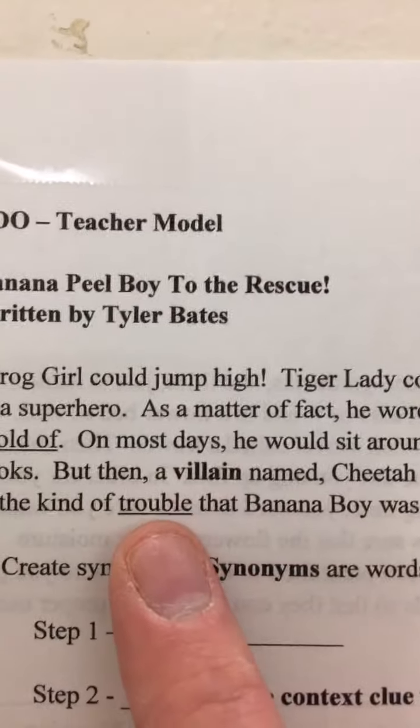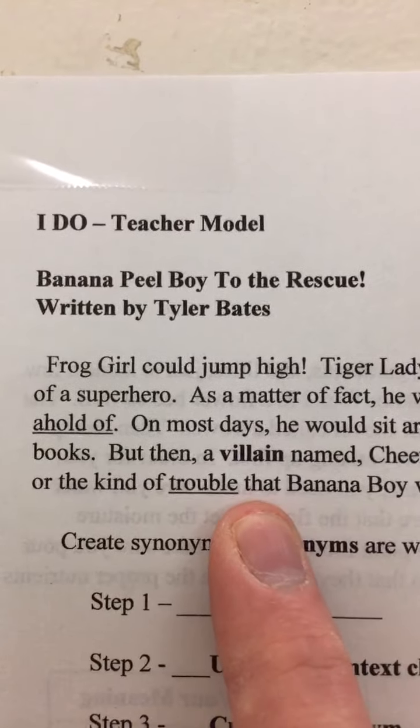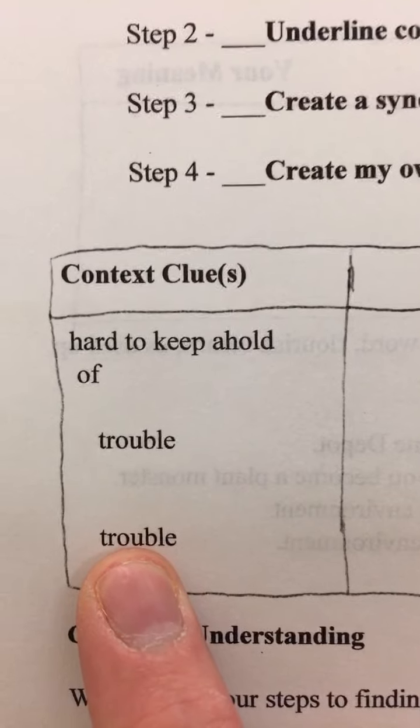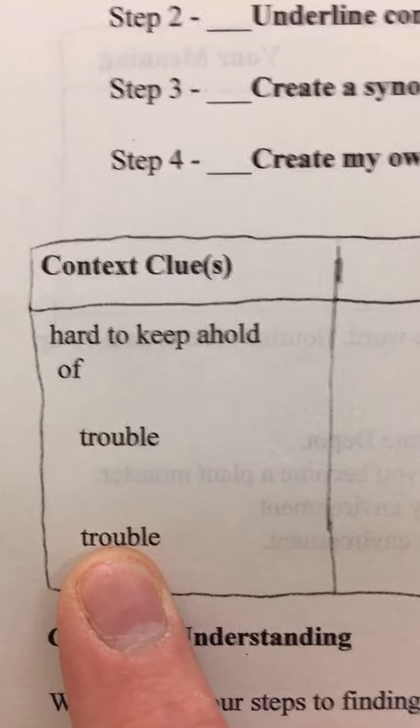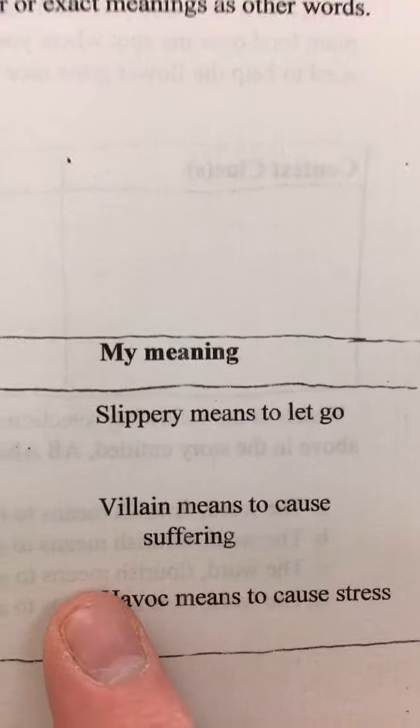Trouble is my context clue word, so I underlined it, okay? And I come down, and I write my context clue word down. Trouble, I know what that means. That means you're making bad decisions. So I'm gonna slide my finger across. Havoc, or villain, means to cause suffering. Havoc means to cause stress, okay?